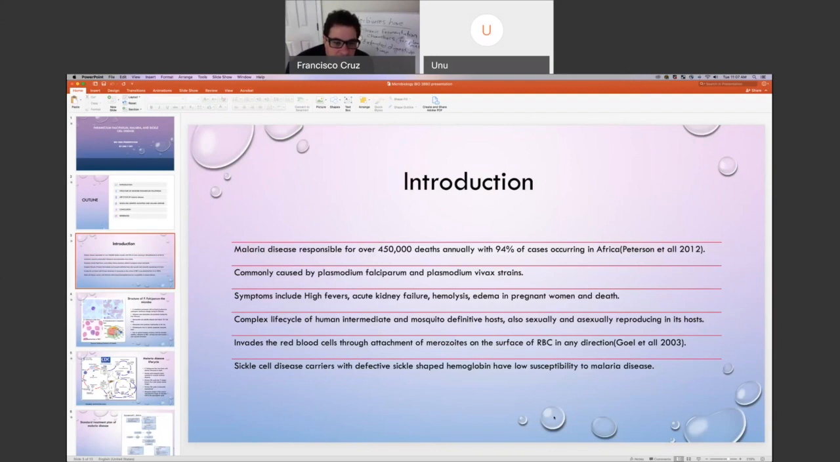So I wanted to kind of zero in on the fact that it's a microbe that causes death, with 94% of the cases occurring within the tropical regions. And then actually the strains that cause the actual disease, because there's about 4 different strains of the microbes, but the ones that actually do cause the disease or the highest rate of infection is the falciparum and the vivax strains.